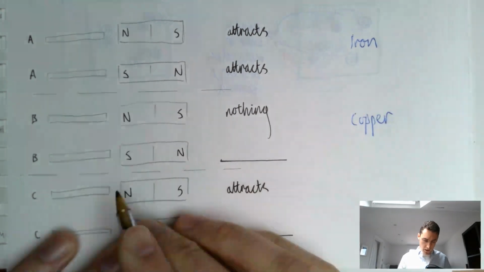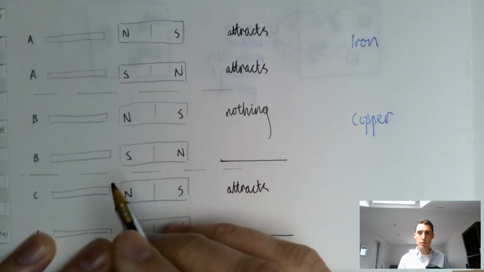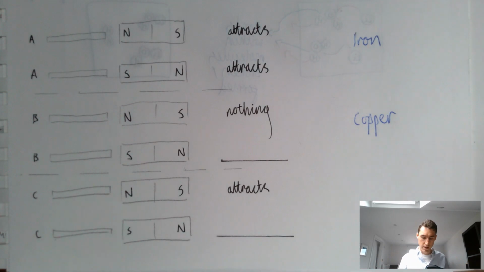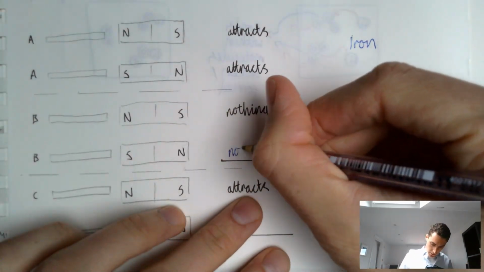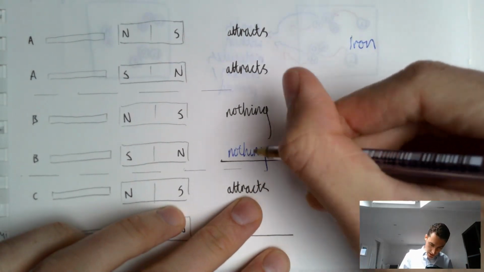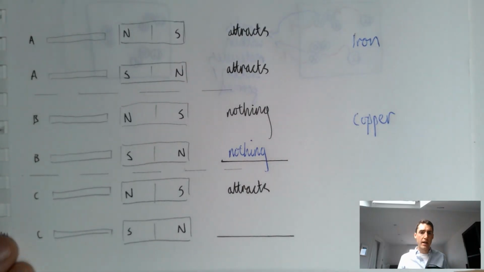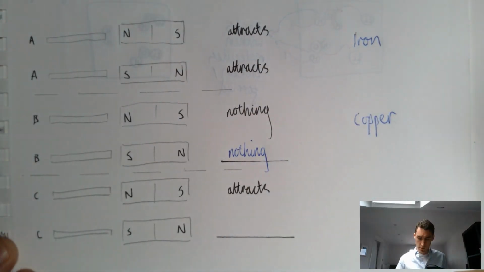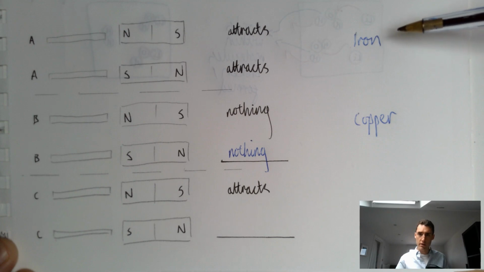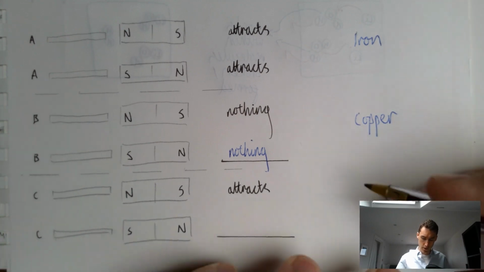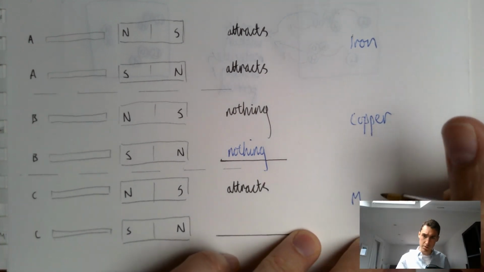But then if I brought it near the south pole, what would you expect to happen? Would it attract? Would it repel? Would nothing happen? Well, again, nothing happens, okay? Because non-magnetic materials don't interact with magnets at all. So then the last one, we know from process of elimination that iron, copper, well, there's one left and that must be the magnet, so this must be the magnet.